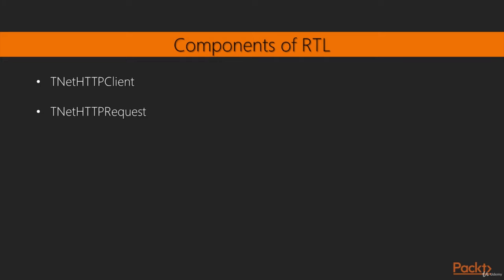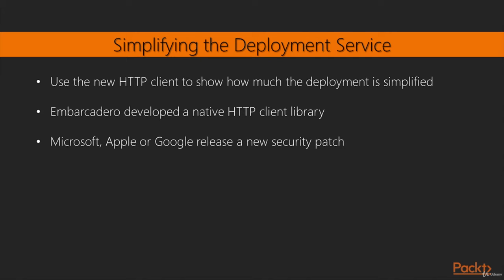The RTL provides two components that you can use to send HTTP requests to servers and handle their responses: TNetHTTPClient and TNetHTTPRequest. Alternatively, as we saw in Part 1, Knowing Your Friends, the Delphi RTL, you can use an instance of THTTPClient to manage your HTTP requests. Why use these components instead of good old TIdHTTP from the Indy suite? The reasons have been explained in Part 1, Knowing Your Friends, the Delphi RTL.